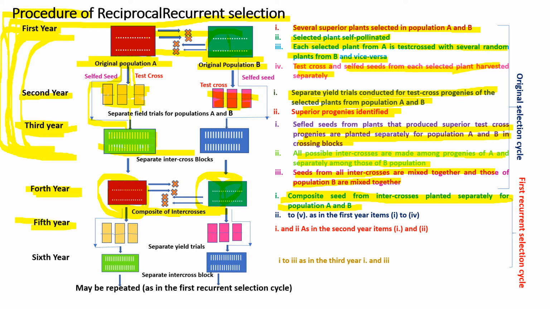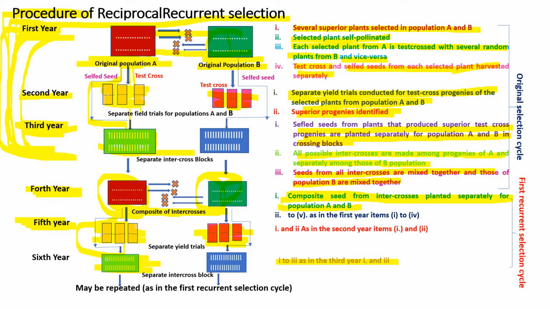Then in the fifth year, as we did in the second year, separate yield trials are conducted for test cross progeny of selected plants from populations A and B, and superior progeny are selected. Now these superior progeny are further crossed with the self-cross composite variety in intercross blocks. This has also been done in the third year of the original cycle.